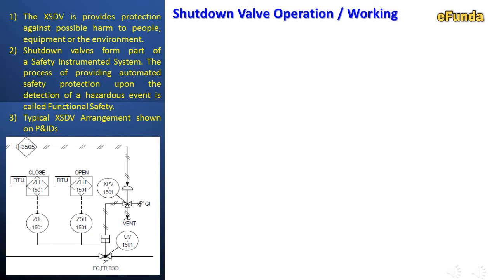The typical XSDV arrangement is shown on the P&IDs, where you can see an actuated valve with open close limit switches, and then an XPV is provided, operated through a solenoid valve from the signal received from the controller.